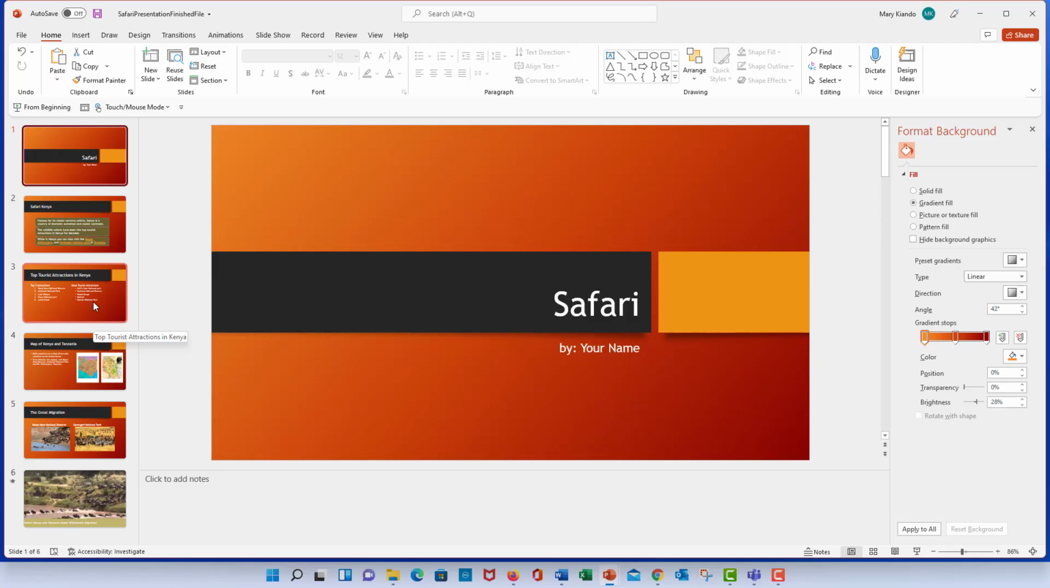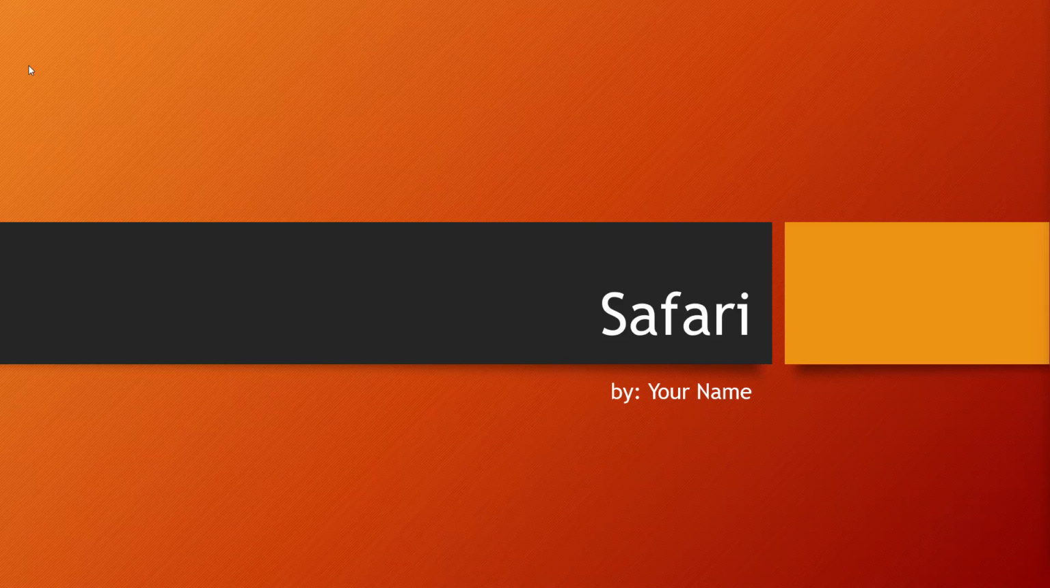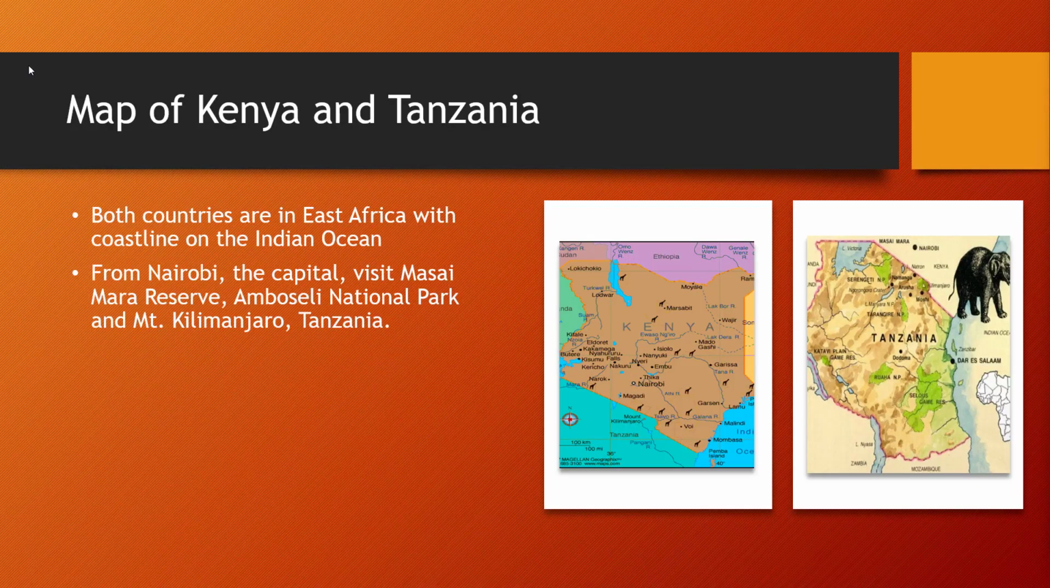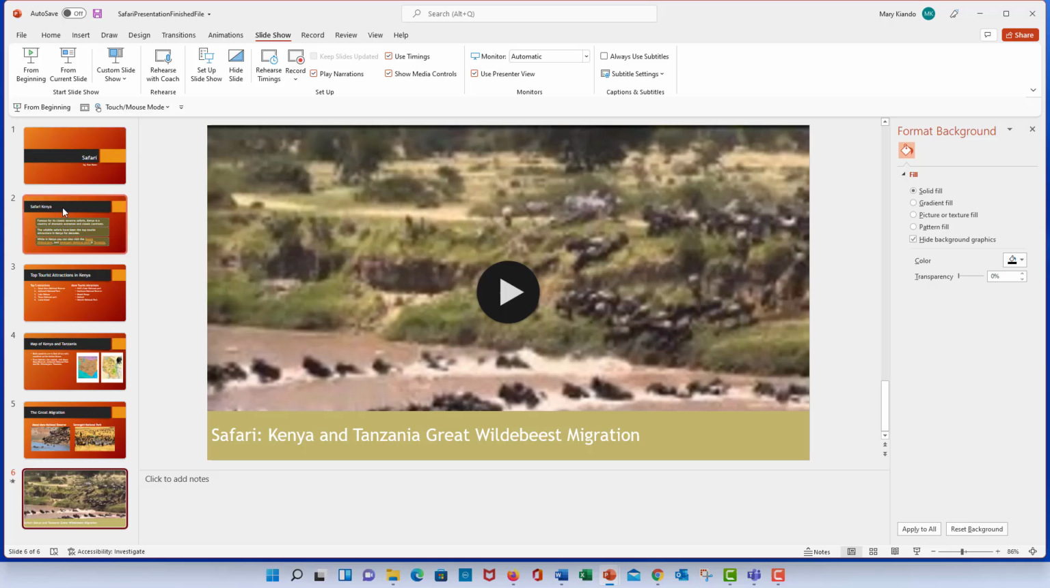And before we add the transitions and animations, let's just play the slideshow and see how our presentations look without the transitions and animations. So I'll come up here on the slideshow and I will click play from beginning. And I'm advancing the slides by pressing the spacebar on my keyboard. And I can see I have not applied any transitions or any animations. So to end my slideshow, I will press escape.